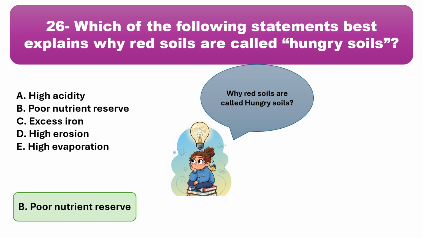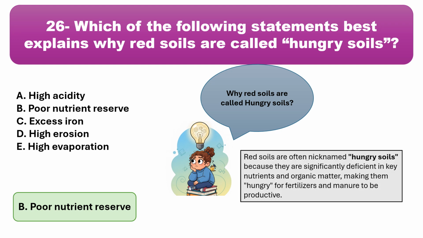Because of this low natural fertility, the red soils require regular application of fertilizers, organic manures, and proper nutrient management. So that's why they are hungry for nutrients, and that's why they are called hungry soils. Red soils are often nicknamed hungry soils because they are significantly deficient in key nutrients and organic matter, making them hungry for fertilizers and manure to be productive.